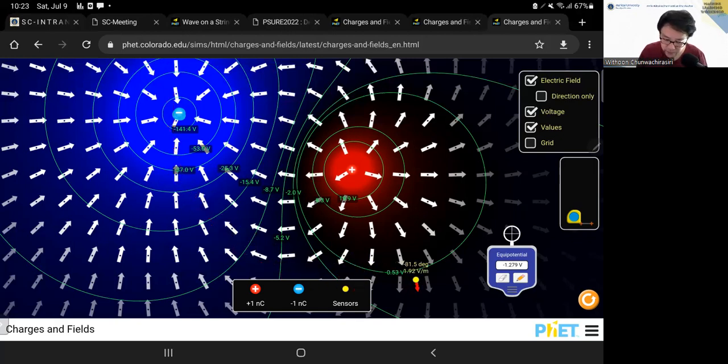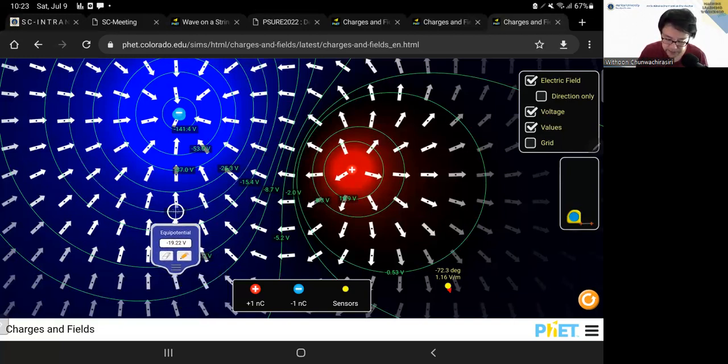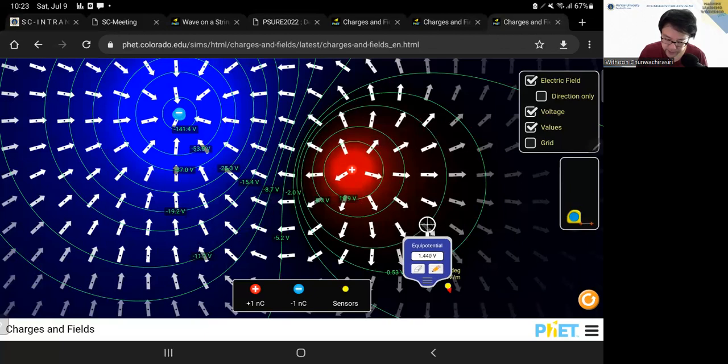So if you look at this whole map over here, no matter where you look, you will see that the potential and the field line, or the field vector, are always perpendicular to each other. Isn't that nice?